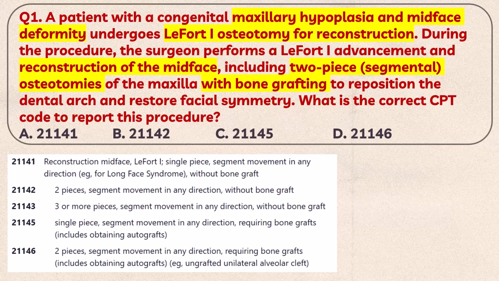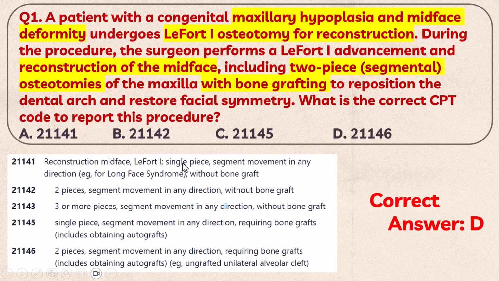So when you go to the code, 21,141 is reconstruction midface, Le Fort I, single piece segment movement in any direction without bone graft. In our case, 2 pieces with bone grafting. So this is not a suitable answer. 21,142 is also 2 pieces but without bone graft. So this is not a suitable answer. 21,145 is single piece. 21,146 is 2 pieces segment movement in any direction requiring bone graft, includes obtaining autografts, ungrafted unilateral alveolar cleft. So this is the correct code explaining the scenario. So Le Fort I osteotomy, 2 pieces with bone grafting. So the correct answer is answer D.